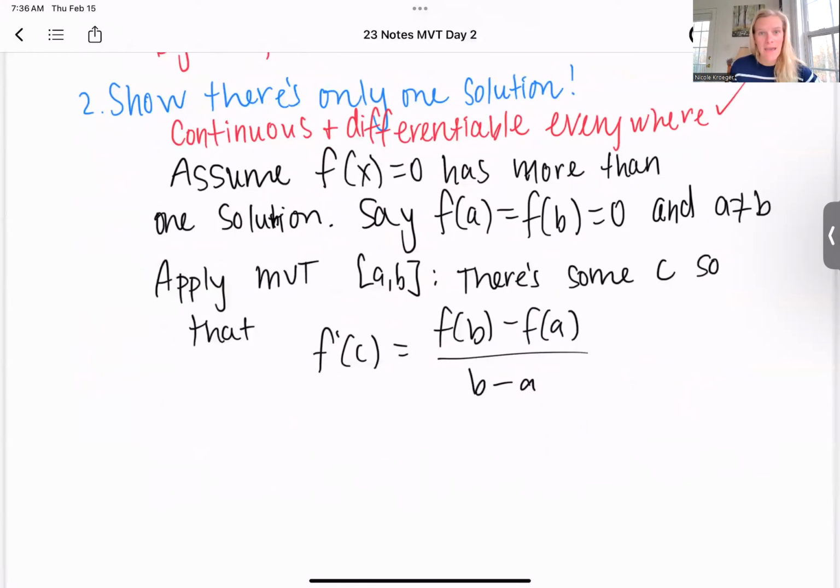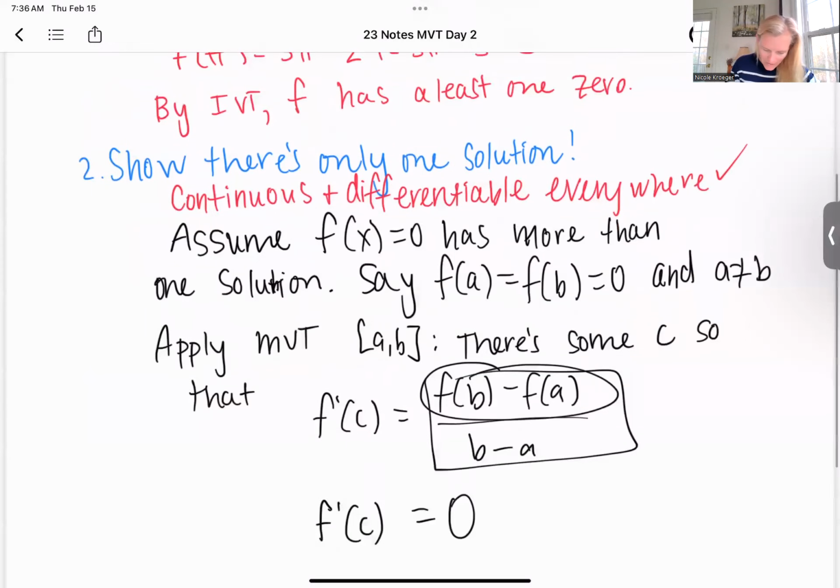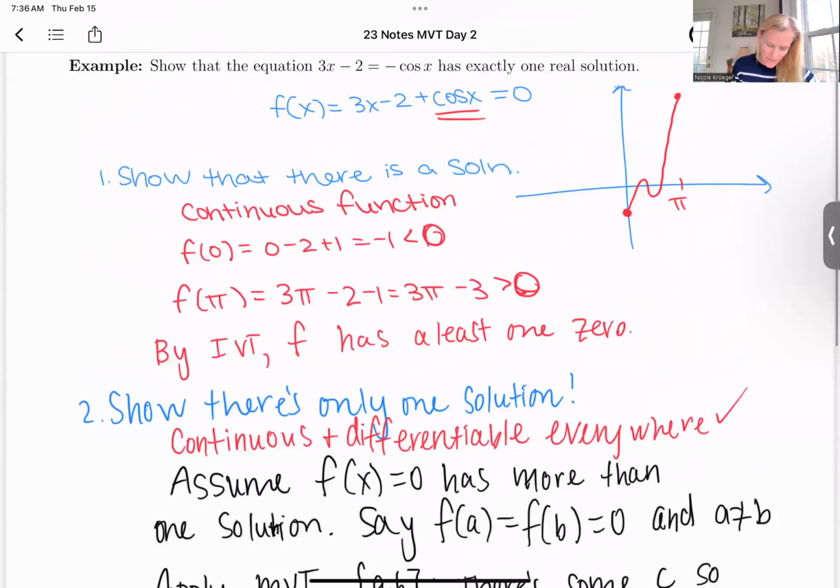Okay, we notice that f of A and f of B are both equal to 0, so my numerator will be 0. My denominator will not be 0 since B and A are not equal to each other, so that's good. So we're going to get 0 out from this whole side of the equation because I have 0 over a number. So this is telling us that there should be some place where the derivative is 0. Let's go back and look at our function. Our function is 3x minus 2 plus cosine of x. Let's take its derivative. Its derivative is 3 minus sine of x.